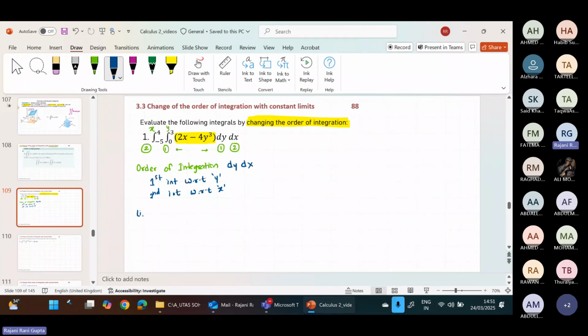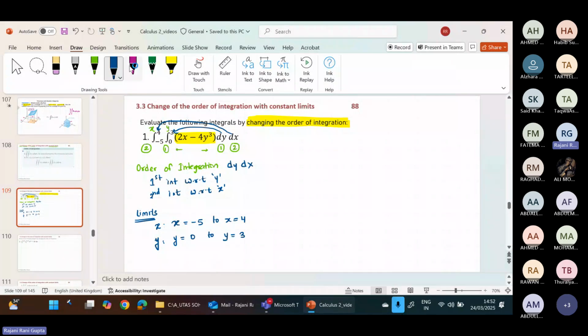And if we talk about the limits, what are the limits? We are integrating with respect to y, so dy goes to this one and dx is for the outer one. Okay, so the limits for x and limits for y. X varies from -5 to x equal to 4, and limits for y are y equal to 0 to y equal to 3.